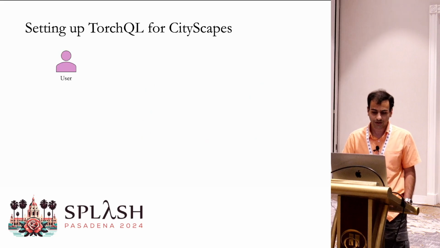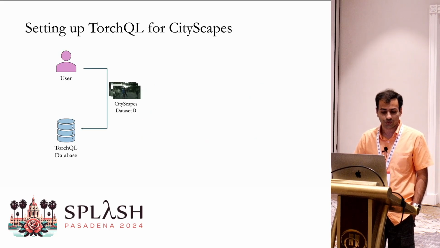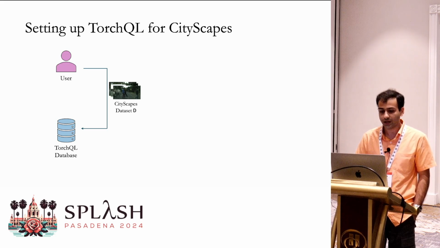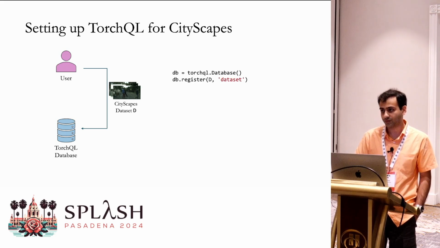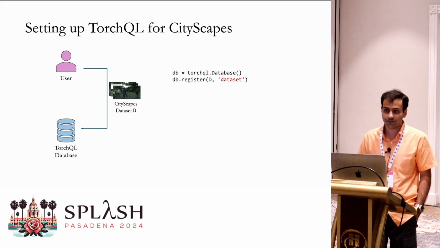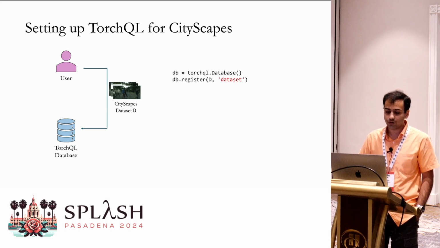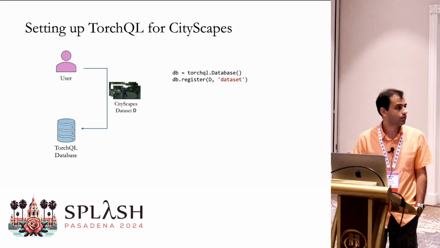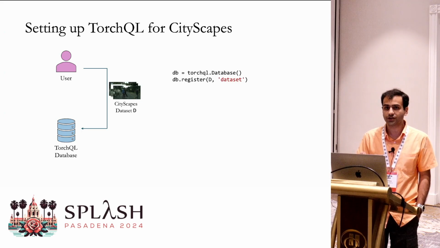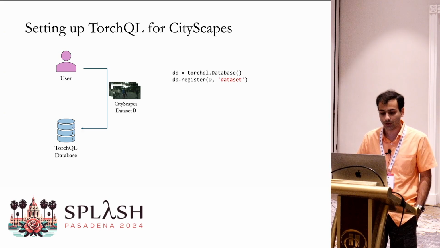So the setup is kind of like this. You have a user who can instantiate a TorchQL database and supply data to that database. This data can have objects of any kind. Over here, it's images. And in code, it looks something like this. You instantiate a variable called db, which is a TorchQL database, and you register the dataset in that database. The dataset string is denoting the name of that particular table, and it can be used for defining subsequent queries.